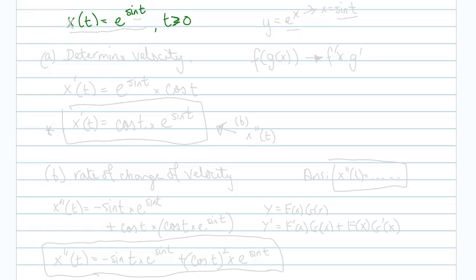Okay, so we're told in this problem that we've got a particle that moves in a line according to this function, x of t equals e to the power of sine t. So the first part of the question is we have to determine the velocity of the particle.